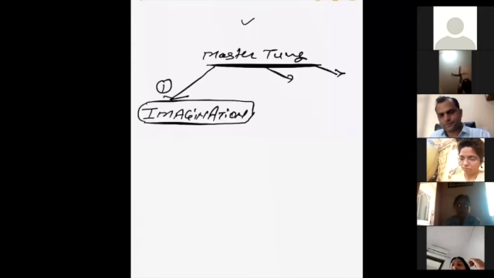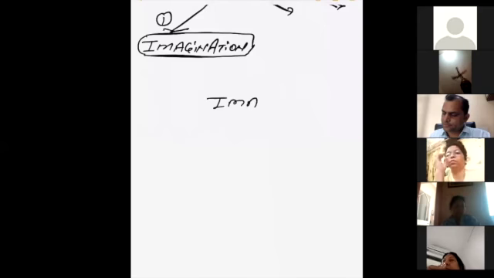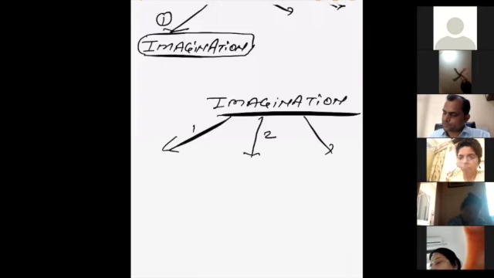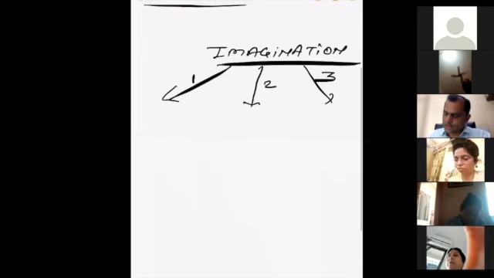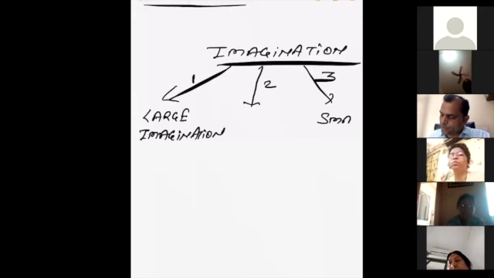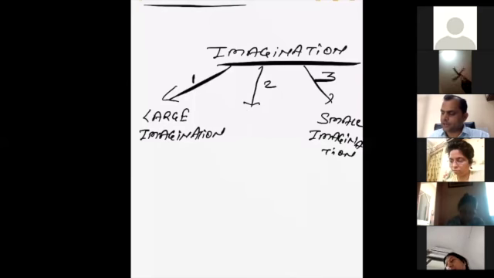So as per this concept, we can make 3 types of imagination: 1, 2, and 3. As per the imagination number 1, we are telling it large or very vigorous imagination. And third one is very, very small imagination. And second, we will discuss shortly.